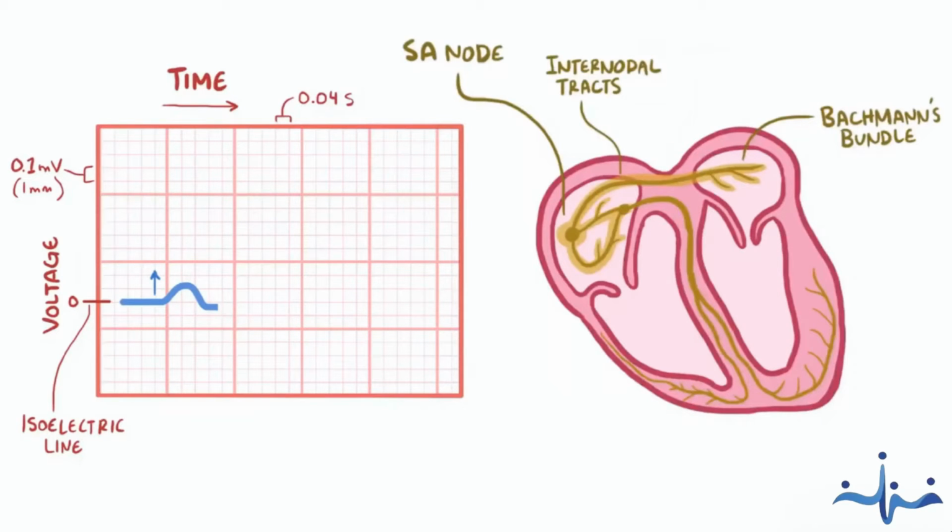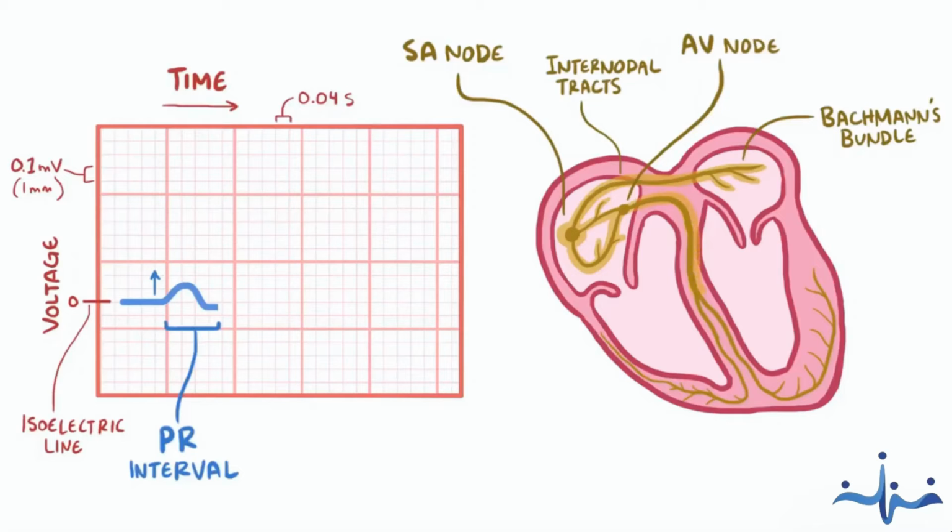Meanwhile, the signal also gets carried from the SA node to the AV node, where it gets delayed just a bit. And this allows the atria to fully contract and fill the ventricles with blood. During this delay, there's no depolarization wave moving towards or away from lead 2. So this shows up as a flat line, and the interval from the beginning of the P wave through this flat portion is called the PR interval.